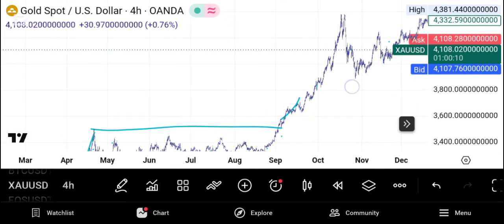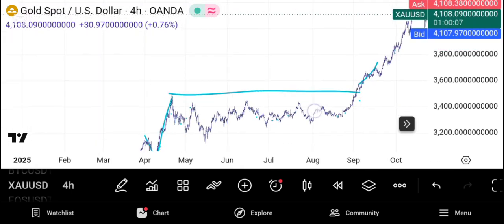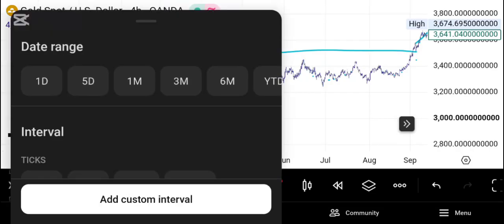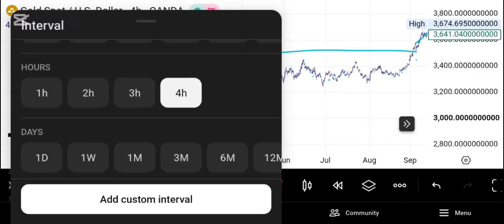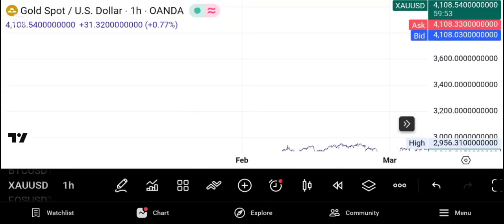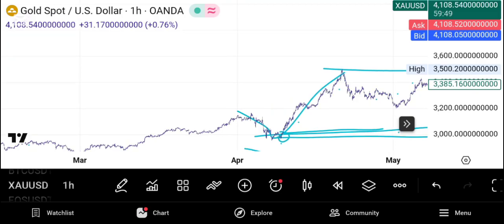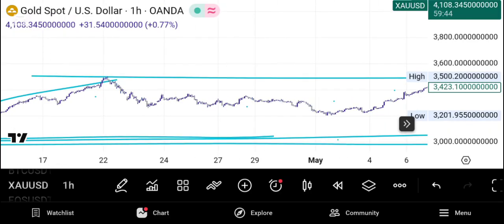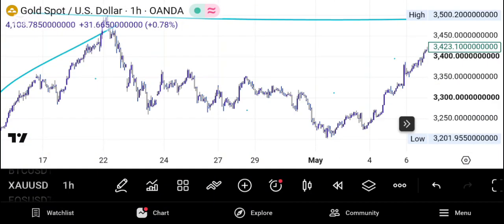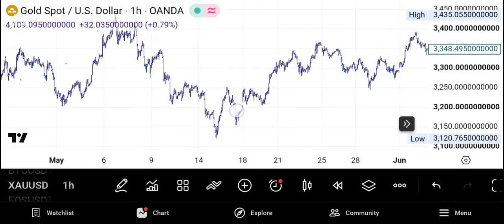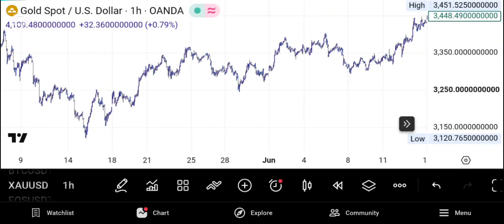Oh, never reverse. So anytime I have issues like this, that price never came back, what I want to do is to go to a lower time frame. I'll go to 1 hour. Very good. I'll look for the corrective zone on 1 hour. Can you see? Oh my god.